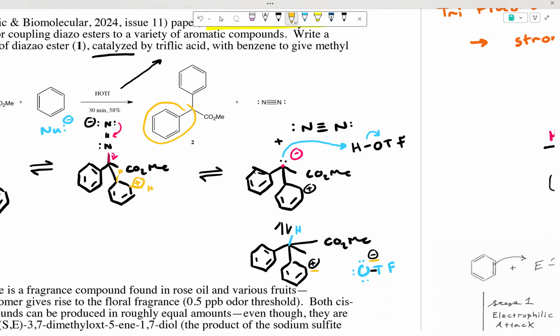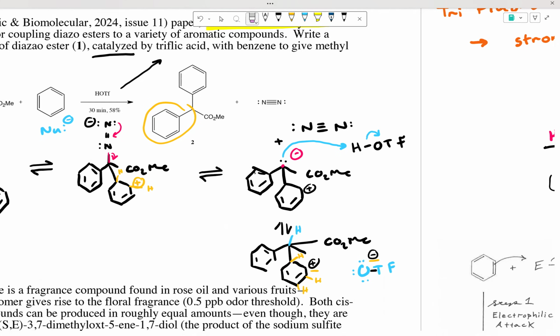Since there are already pi bonds on the bottom, we shouldn't try to steal a hydrogen from there because that would mess up the bonding that's already there. Well, what other carbon doesn't have a pi bond? It's the one directly attached to the rest of the molecule.